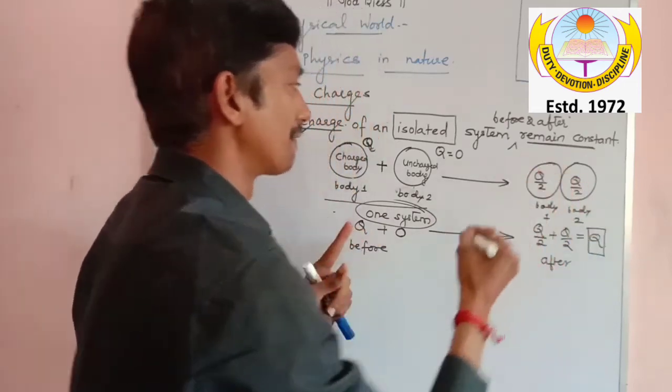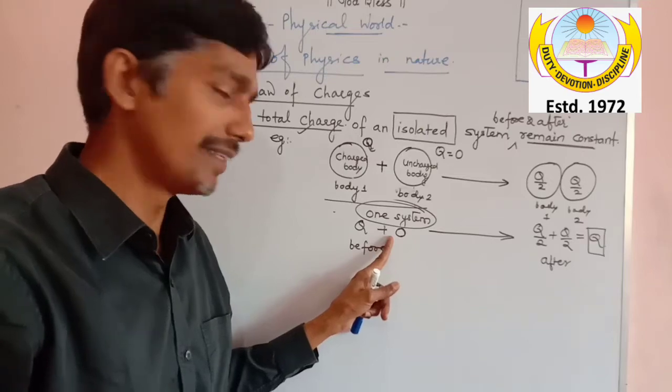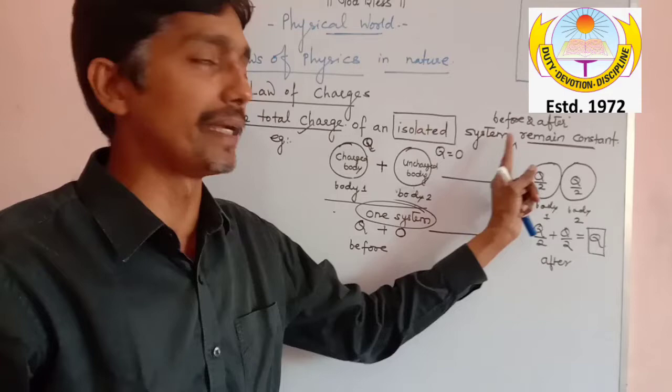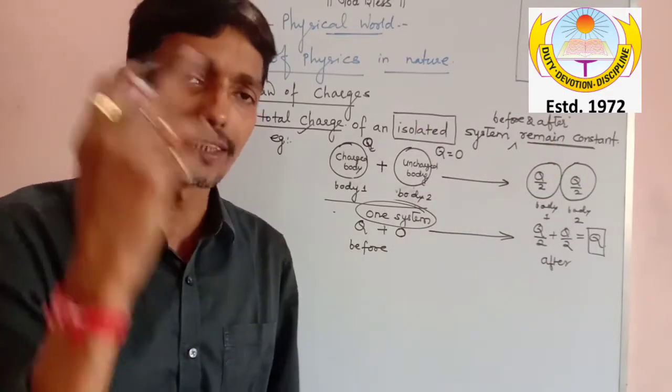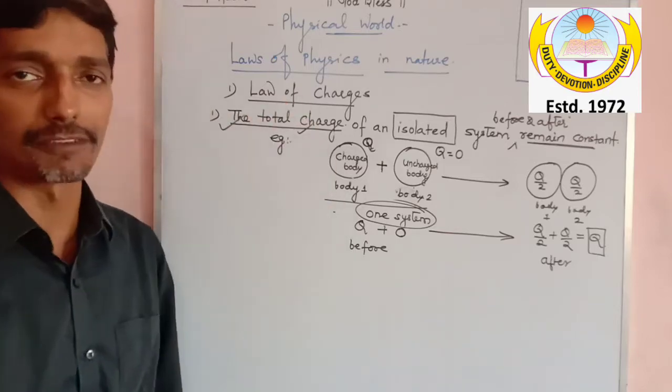So what is the meaning of this? That the total charge which was Q before is also Q after. That is, it remains constant. This is the first point under the law of charge. Now the second point for the law of charge I'll explain. But before that, please write this down fast.